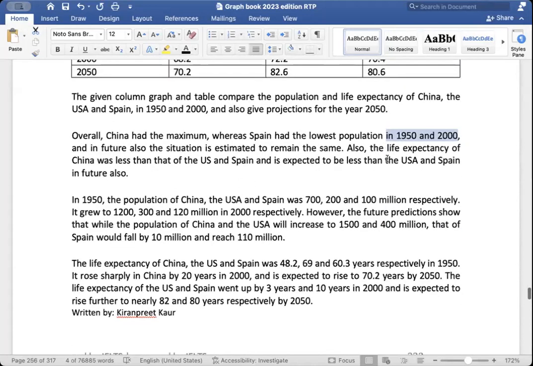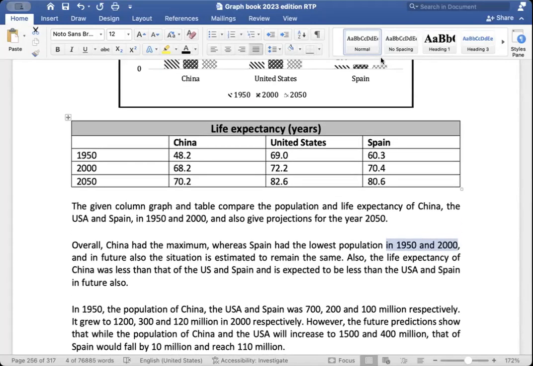Also, the life expectancy of China was less than that of the US and Spain and is expected to be less than the US and Spain in future also. Now look at the life expectancy here: China 48.2, 68, 70, less than both these countries. Here 69, 72, 82.6. Less, right? And in future also it is 60, 70, 80. It is going to be less. So is that clear?